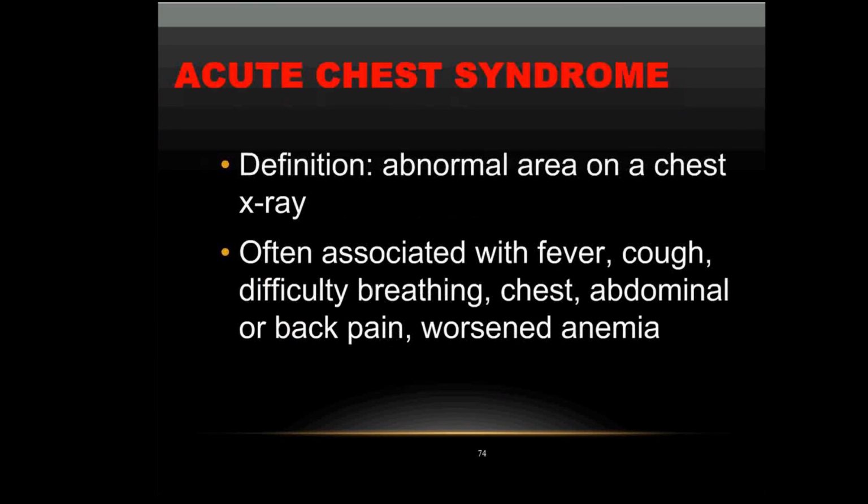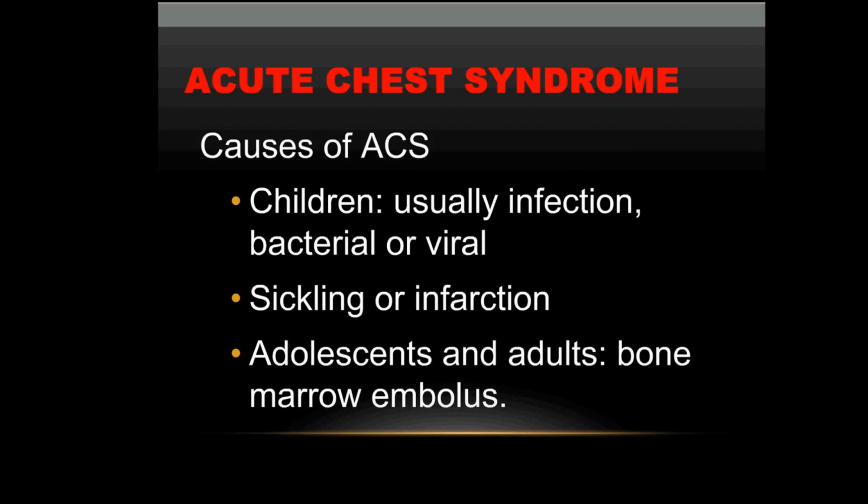Acute chest syndrome, you can have hypoxia, which is the low oxygen, and it can cause a progressive cycle. You have the sickling in the lung, you have further hypoxia, and of course if you continue with that, then you can end up with death. Acute chest syndrome, by definition, shows an abnormal area on a chest x-ray, and it's often associated with fever, cough, difficulty breathing, chest, abdominal, or back pain, and a worsening anemia.